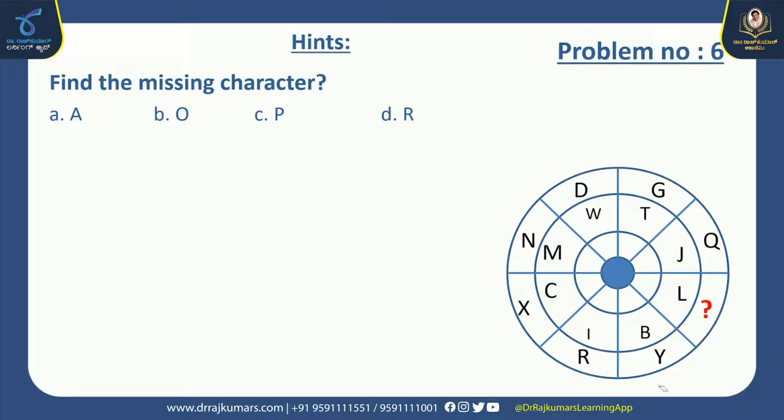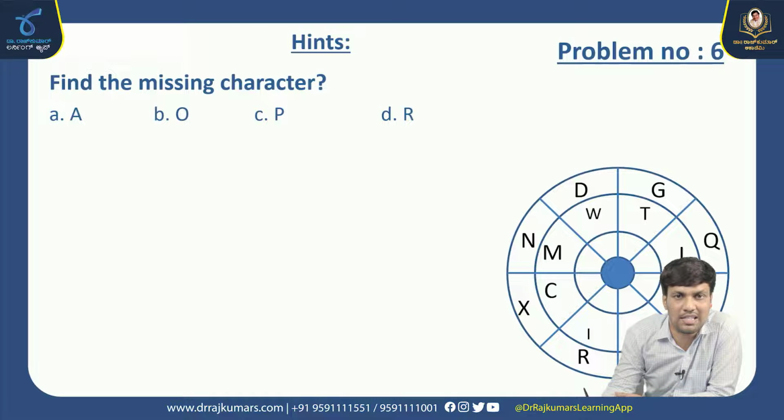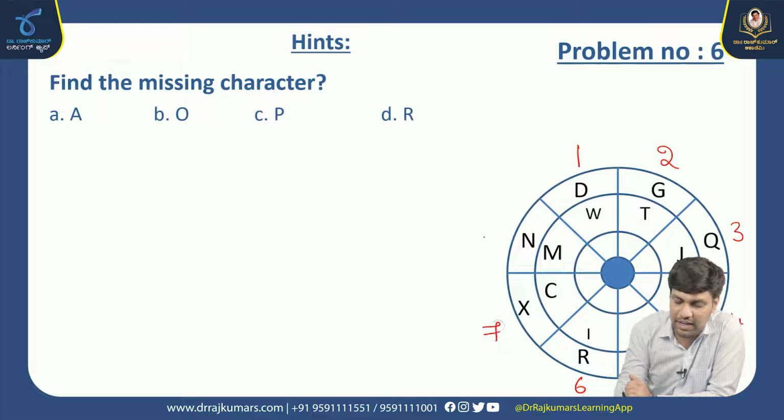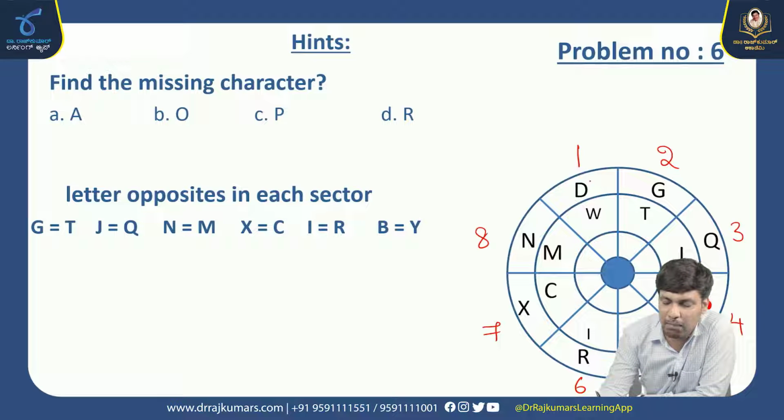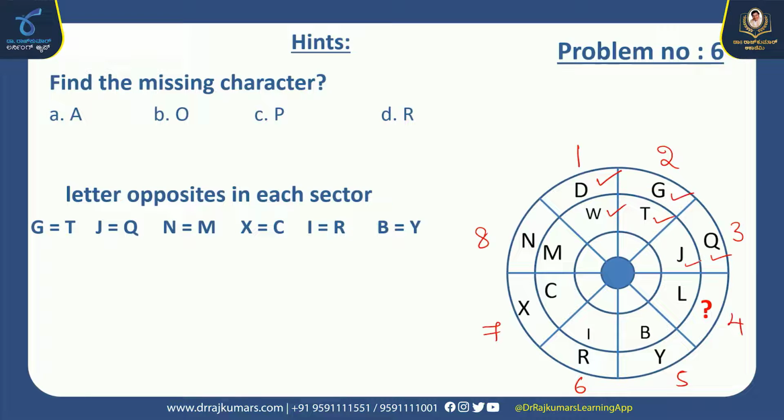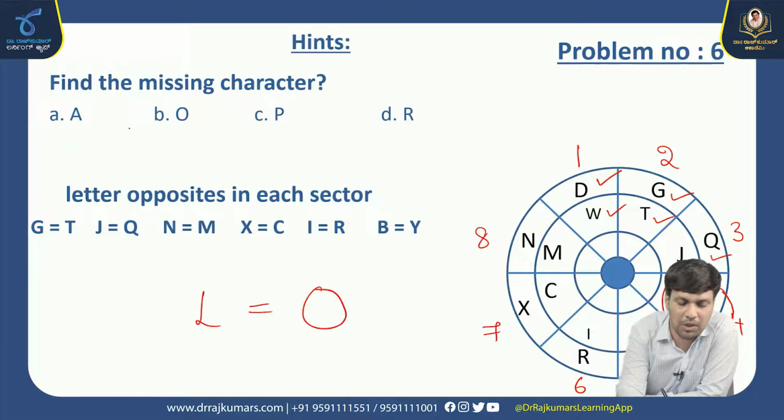Here we observe two concentric circles. Here two concentric circles are divided into 8 sectors. That is 1, 2, 3, 4, 5, 6, 7 and 8. Let's see what's the logic hidden here. Letters are opposite in each sector. If we observe D and W are opposite letters, G and T are opposite letters, Q and J are opposite. In a similar way, we need to decode the opposite letter of letter L. Opposite of letter L will be O, which is option B.